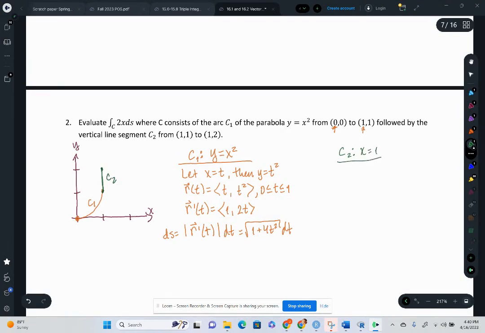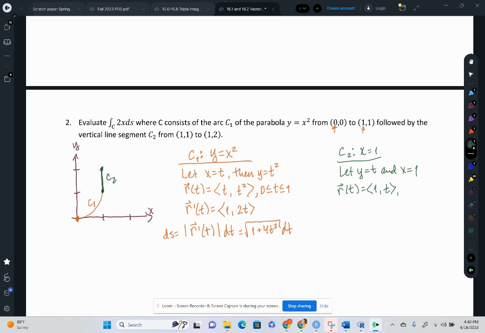Now, as we travel along C2, we start at y equals 1, and then we go up, up, up, and the y values are changing. It's just x is staying 1. So that means that we could let y equal t, and x is still going to be 1. No matter what t value y takes on, x is still 1. So then we can say that r of t is a vector with components 1, t, and since y is going to equal t and y goes from 1 to 2, that means t goes from 1 to 2.